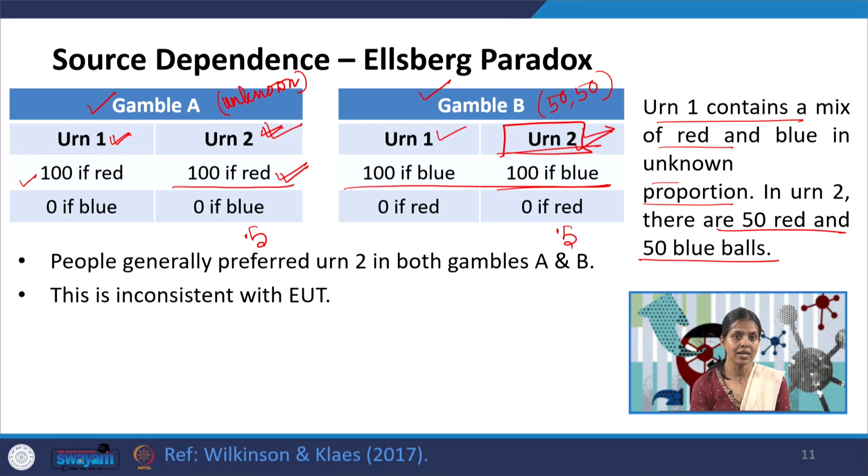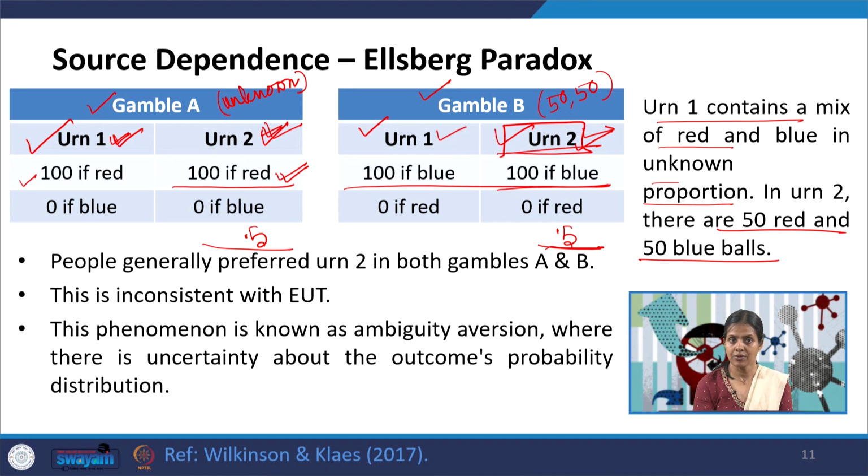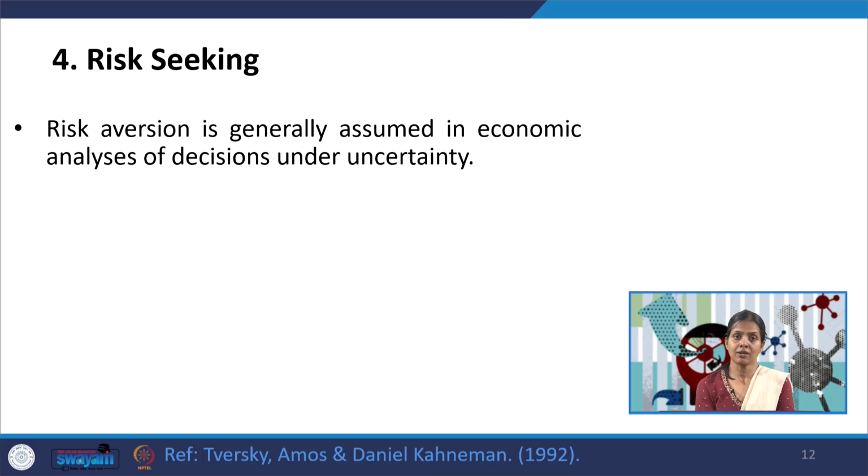So, what it basically shows first of all is that your preference is inconsistent. If you are choosing urn 2 here, then you must choose urn 1 here, or if you are choosing urn 2 here, you must choose urn 1 here. But what it shows ideally is that people generally prefer that urn where they are more certain about the number of blue balls and red balls, instead of choosing urn 1 when they do not actually know the proportions of red and blue balls. So, this phenomenon is known as ambiguity aversion, where there is uncertainty about the outcome's probability distribution. So, when things are more uncertain, people tend to avoid that and preferably go for situations where they are more certain about it.